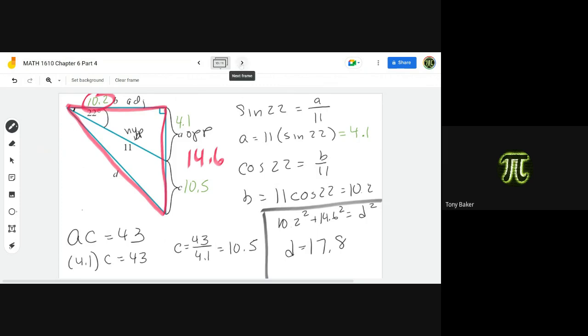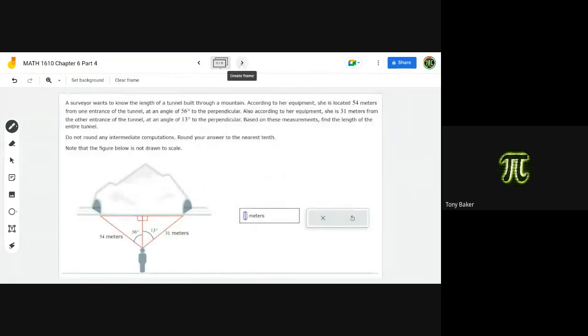All right. Next one. So a surveyor wants to know the length of a tunnel built through the mountain. According to equipment, she's located 54 meters from one entrance at an angle of 56 degrees to the perpendicular, and 31 meters from the other entrance at an angle of 13 degrees to the perpendicular. Based on these measurements, find the length of the entire tunnel.